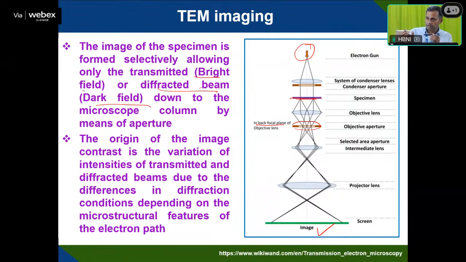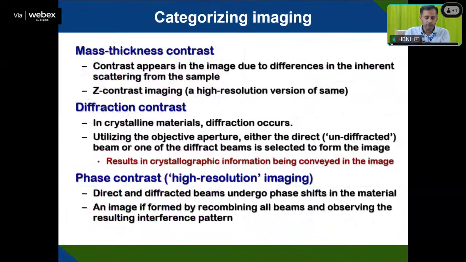It will be less dark, whereas in a thick sample the image will be darker. That means you have a possibility of mass thickness contrast. That contrast appears in the image due to the difference in inherent scattering of the sample, like whether you have a thick sample or a thin sample. Depending upon that, your mass thickness will be different, and there is also a Z constant: depending upon the Z value, the transmitted beam intensity will differ.